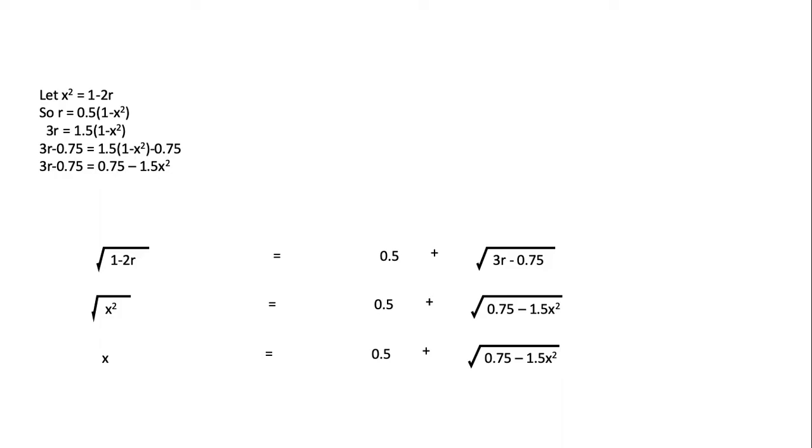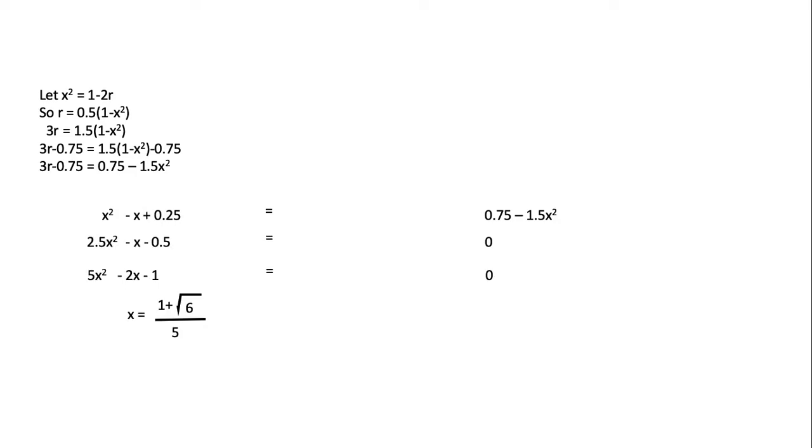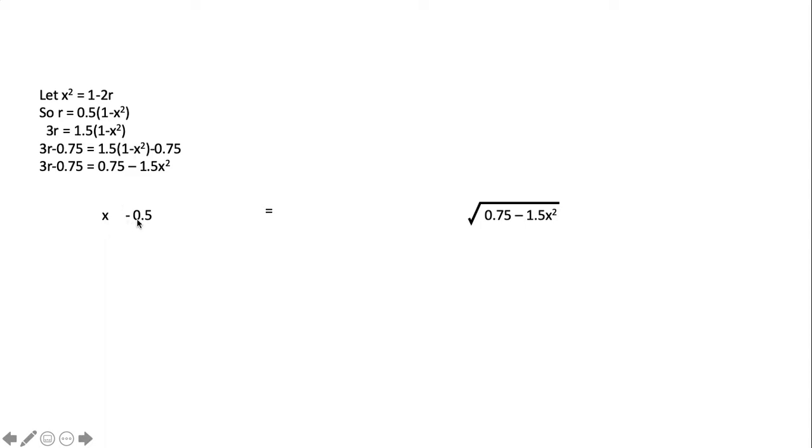Well, I've still got something with a square root in it, but I can deal with that. I'm going to take 0.5 away from both sides to get the bit with the square root on its own. So x minus 0.5 equals that square root. Then I'm going to square both sides.